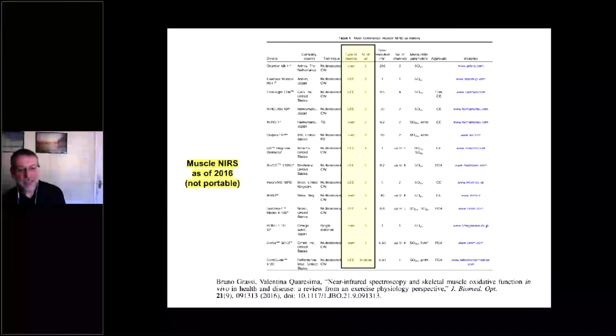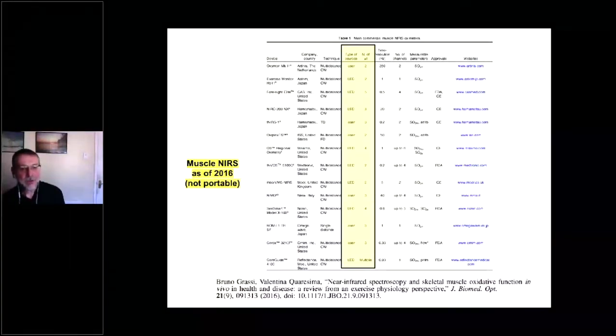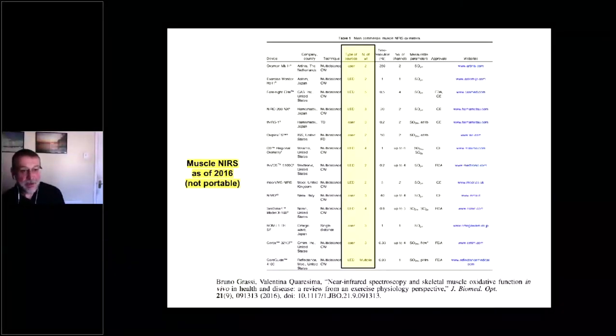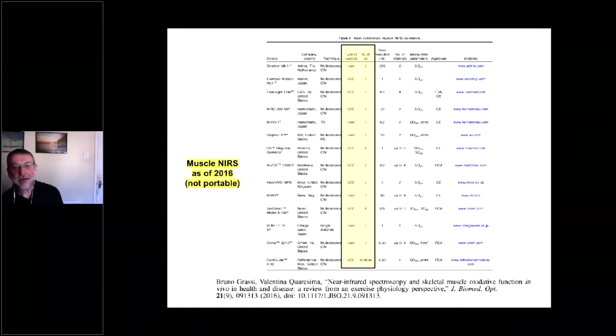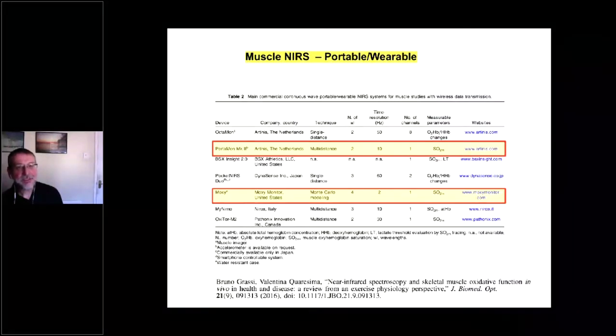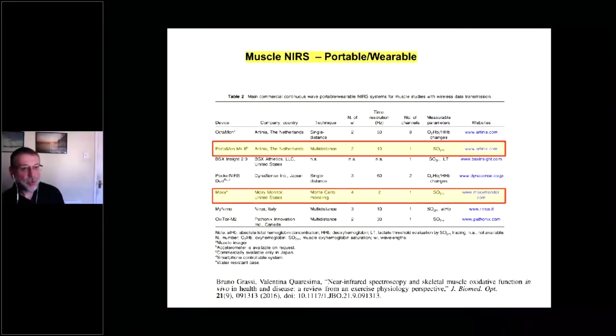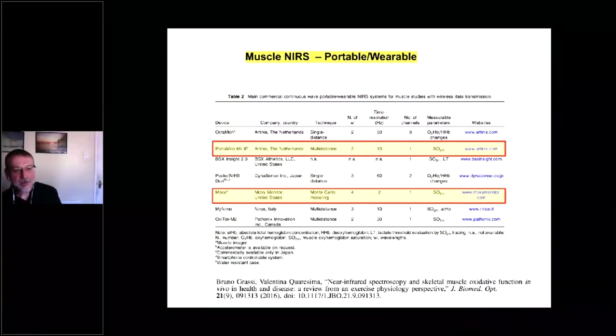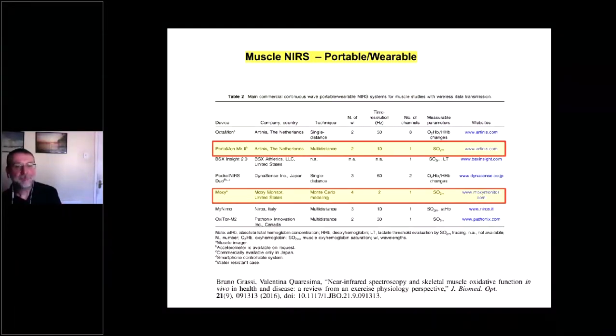And this is from a review in 2016 by Bruno Grassi and Valentina Quaresima. If you look at the devices used for measuring muscle in that time, the light sources either use LED or laser lights, and anywhere from 2 to 5 wavelengths are used. If we narrow down to devices probably of more interest to you, ones that are portable or wearable, again, they use 2 to 3 or 4 wavelengths. The Moxie uses 4. The portable one I'll talk about uses 2. So I'm going to be largely talking about the Moxie and the Portamon device.